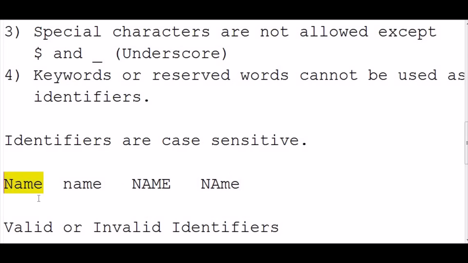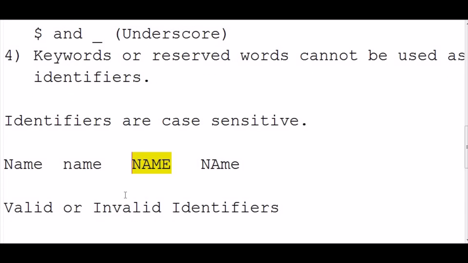Java is case sensitive. So when you name a variable like this and then another one like this, they are considered as different identifiers. So we have to be careful when we give names to the identifiers. They are case sensitive. Of course, the entire Java contents are case sensitive.